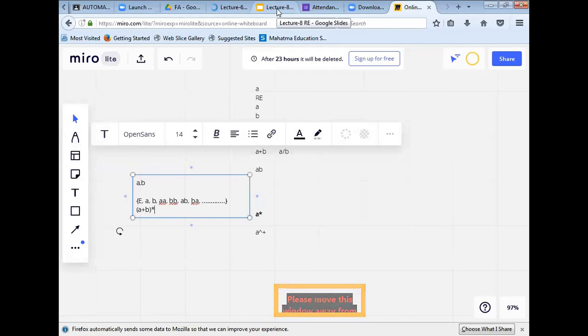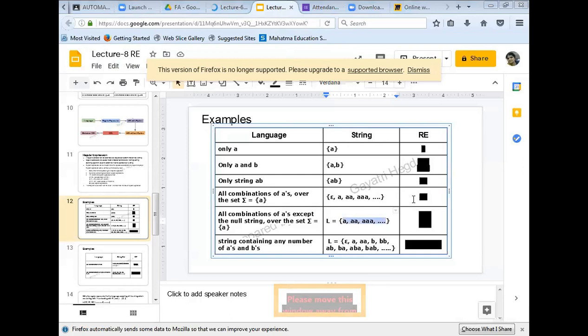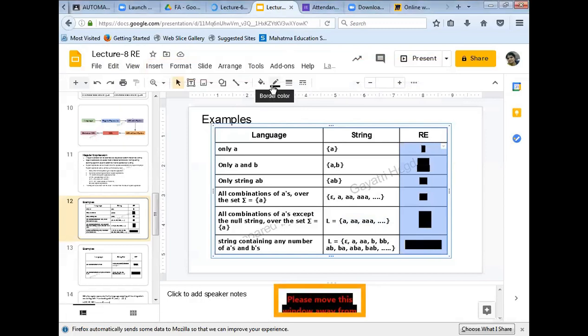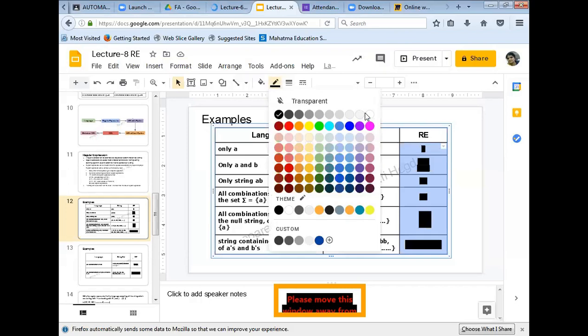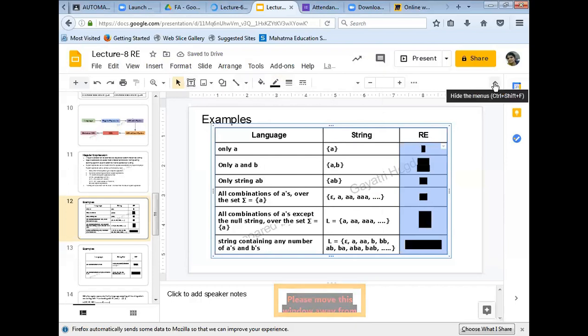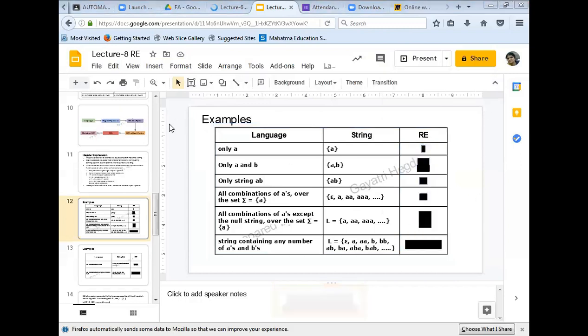Okay. So, this is what is given here. I've just marked it. Okay, I'll remove it later. Fine. Is this clear? Next.